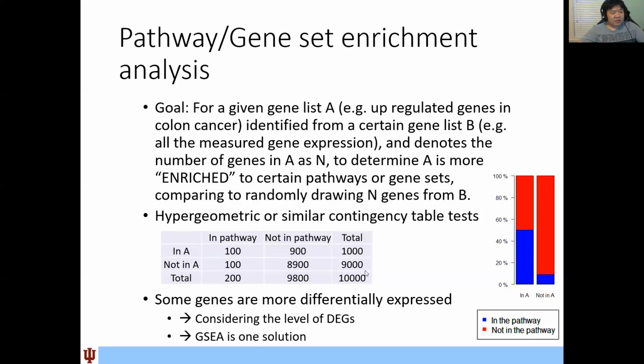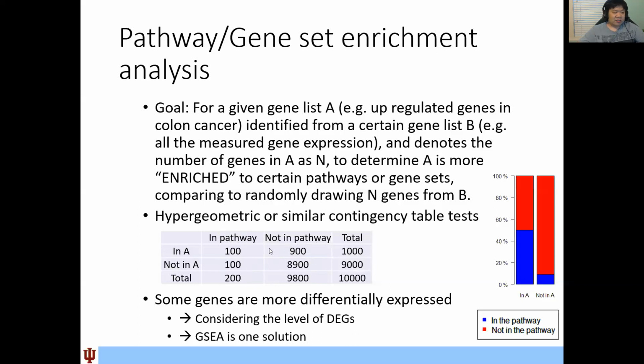Here I give an example for better understanding, the classic hypergeometric or similar contingency table-based test, which we have learned from other videos. As shown here, in total we have 10,000 measured genes. Among the 10,000, 1,000 genes are identified as in A, for example upregulated genes, and 9,000 are identified as not upregulated. For a given pathway, there are 200 genes in this pathway, and 9,900 genes are not in the pathway.